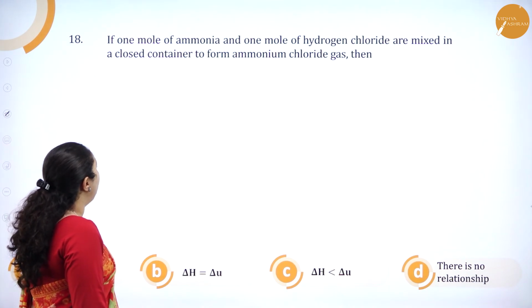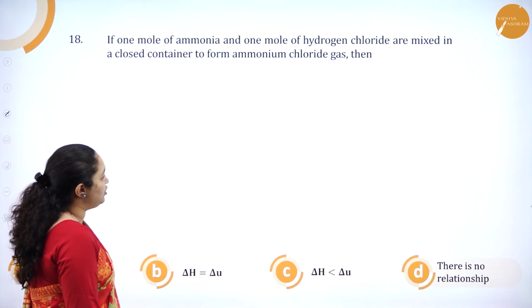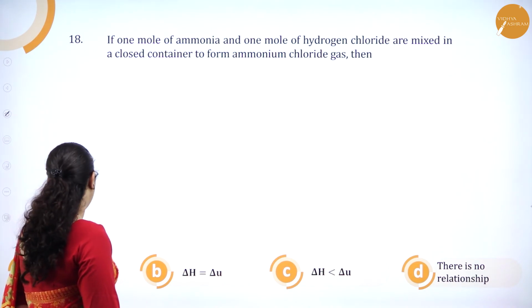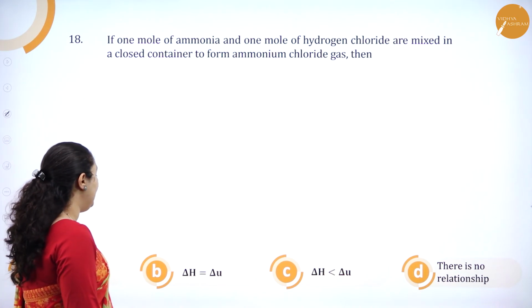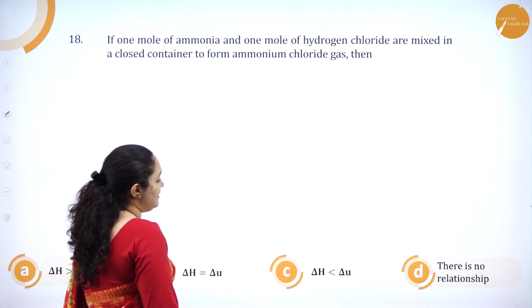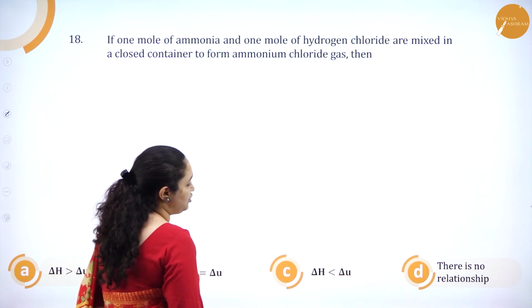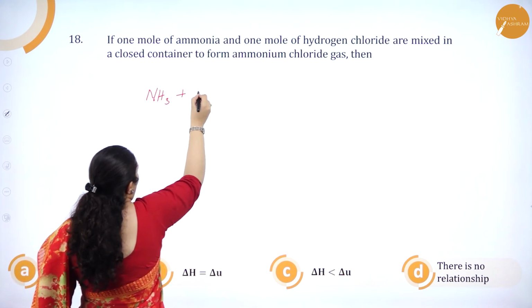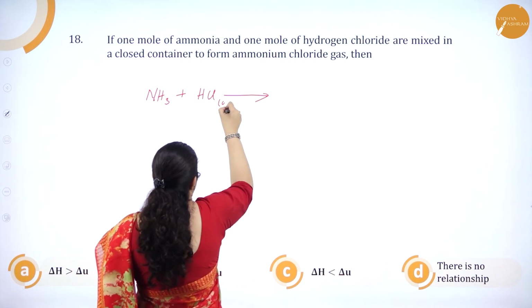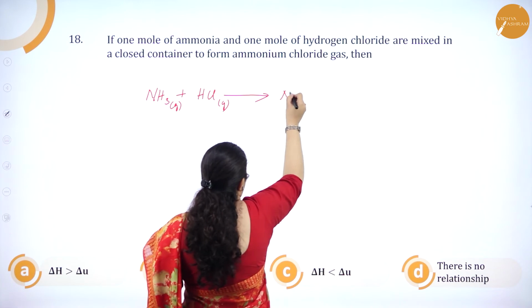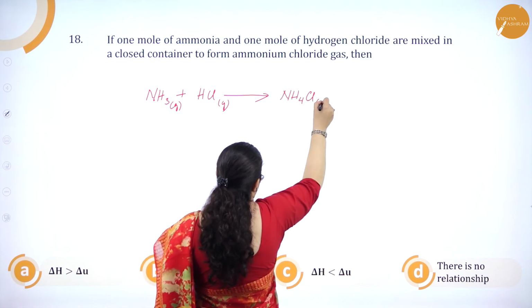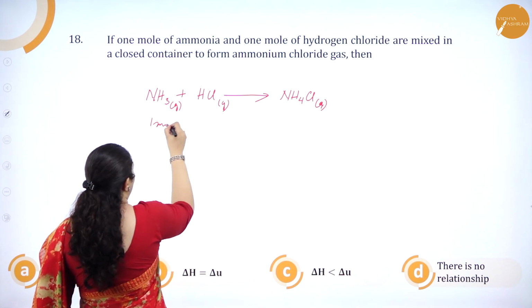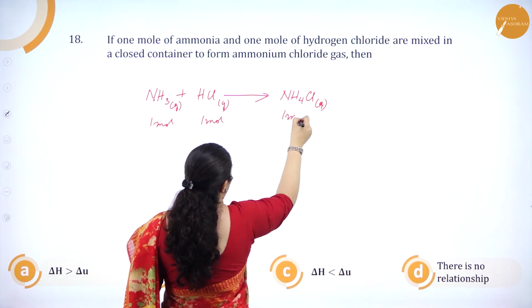Next question. If 1 mole of ammonia and 1 mole of hydrogen chloride are mixed in a closed container to form ammonium chloride gas, then delta H is greater than delta U, delta H is equal to delta U, delta H is less than delta U, there is no relationship. So, what is forming here? 1 mole of ammonia we are taking, 1 mole of HCl is there, this is also a gas, this is also a gas, you will get ammonium chloride gas, NH4Cl gas. Now, if you see, it's a balanced chemical equation already. So, I have 1 mole, I have 1 mole and I have 1 mole.